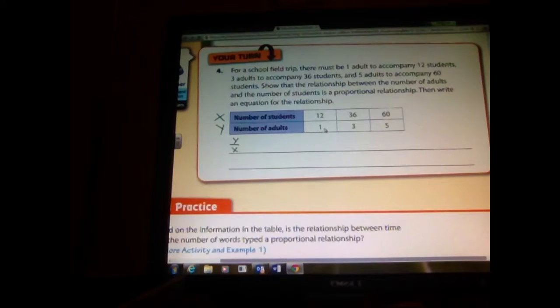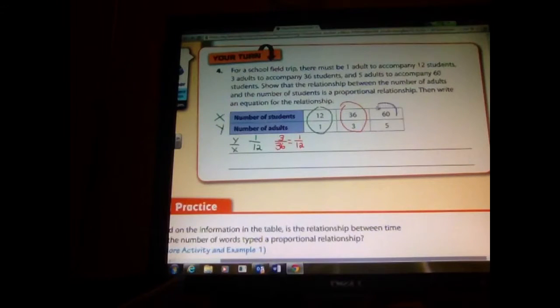So my Y here is 1. My X here is 12. And that cannot be simplified. So I got 1/12. So now that was for this one. So now I'm going to do my 3 and 36. So my Y was 3. My X was 36. If I simplify this fraction by dividing the top and the bottom by 3, I get 1/12, which so far matches my green one, which was my first one.